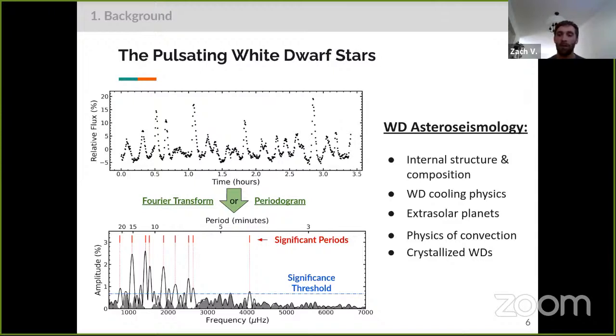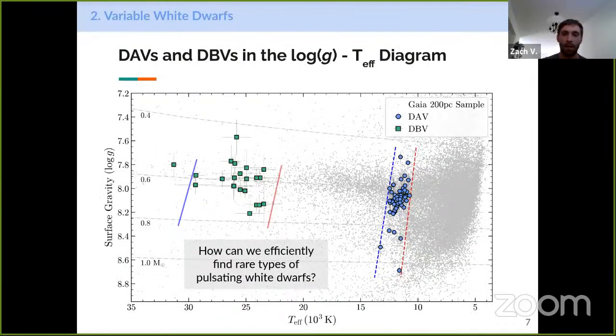And it all eventually connects back to how many of these sources do we know in the first place. So this is particularly important for objects that we currently don't know many of. For instance, the DBVs, which are shown here on the left within their instability strips. So these red lines and blue lines denote the cool and hot boundaries of the DB instability strip.